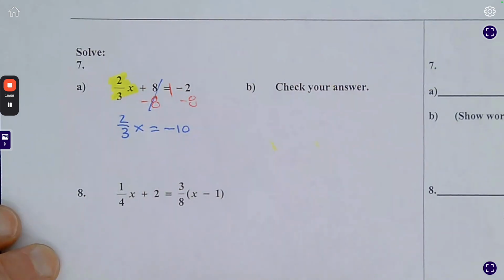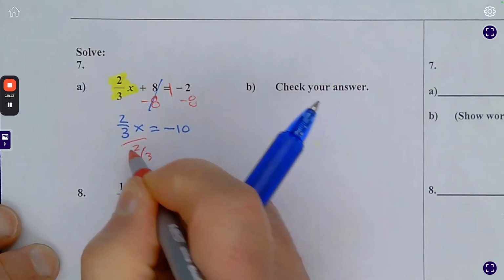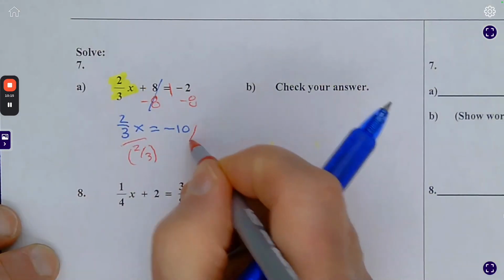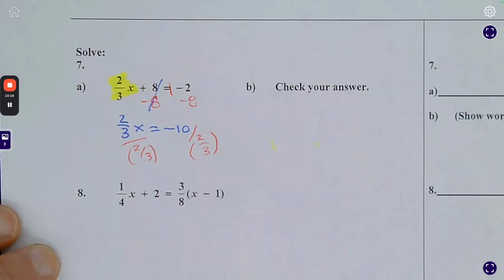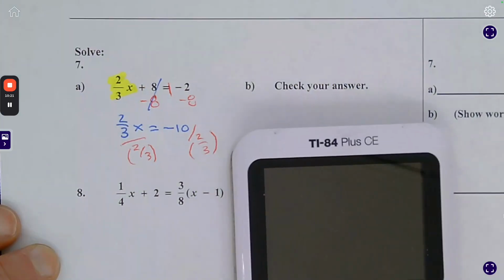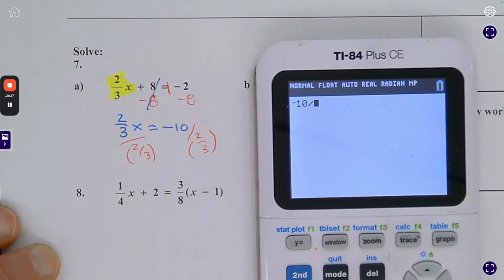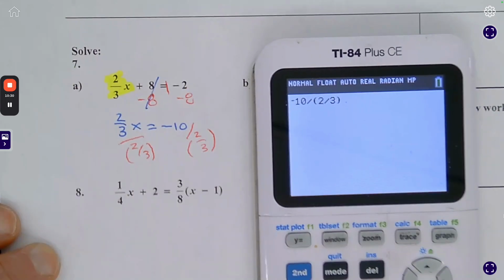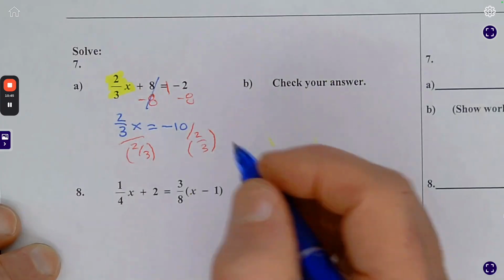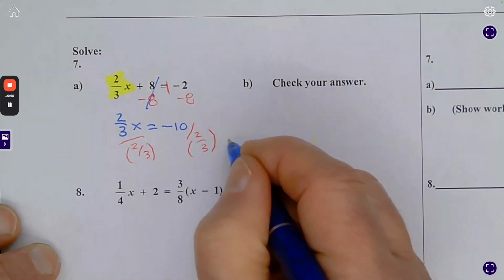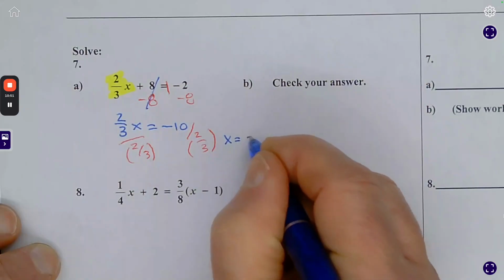Now I'm going to divide both sides by 2/3. Some people will say multiply by the reciprocal. That's okay. But if you have a calculator, you can go ahead and do that. Now when you do this, it's really important that you put it in parentheses. So when you divide by a fraction, you must put it in parentheses. Boom. Now notice those people that multiply by the reciprocal means flip the fraction. You get the same answer, right? So either method works. I get x equals negative 15.